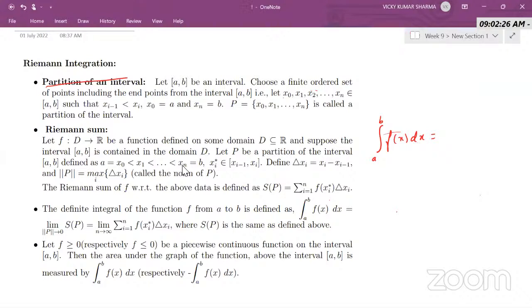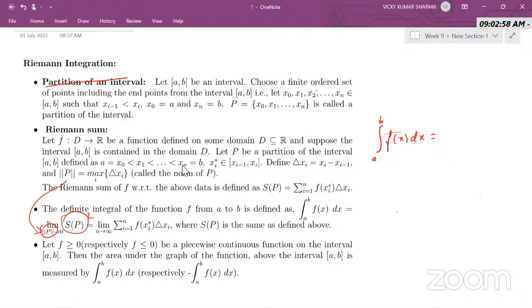The limit, integral a to b f of x dx, is actually equal to the limit as the norm of P tends to 0 of S_P. And what is this S_P? S_P is the Riemann sum, right? From here we are getting this. Now I'll come to this part, don't worry. So limit norm P tends to 0, S of P is actually equal to what? Limit n tends to infinity.